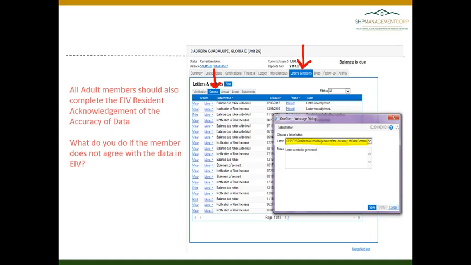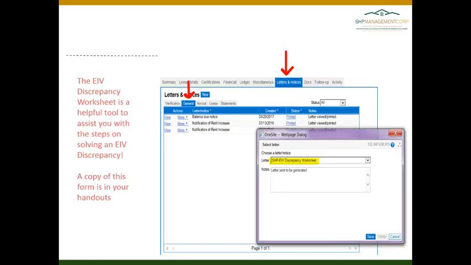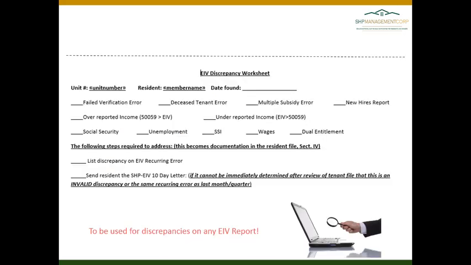What do you do if the information in EIV is incorrect? We're going to turn to third-party verification, is what we're going to do. A helpful tool for you while you are working through a discrepancy is the EIV discrepancy worksheet. This is also available in one site under letters and notices and in many of the handout packets that I give out.